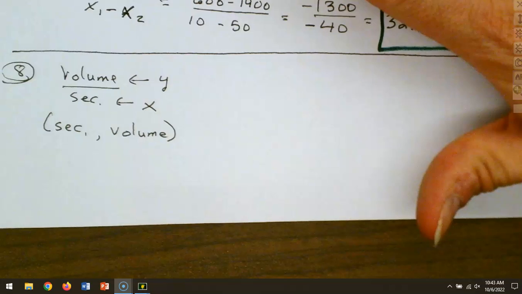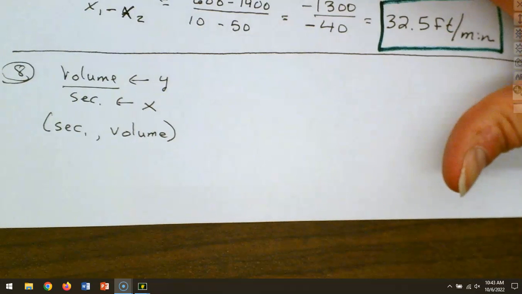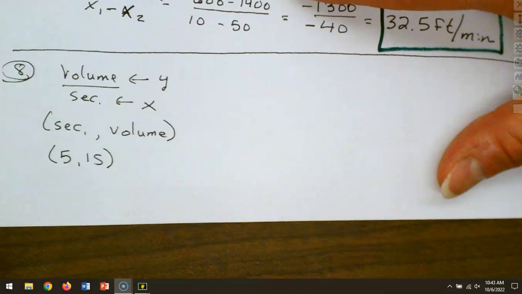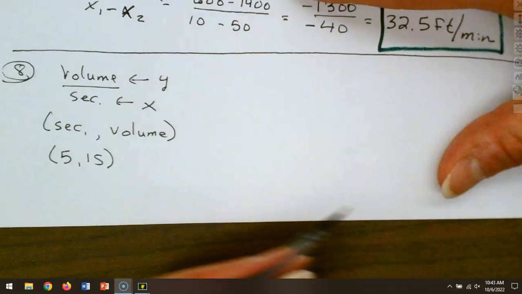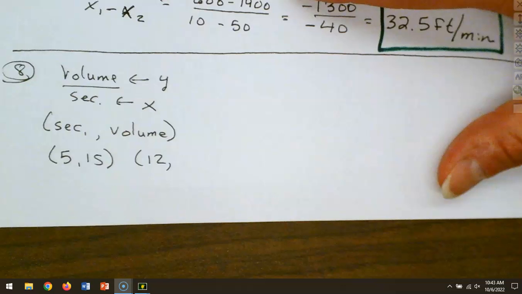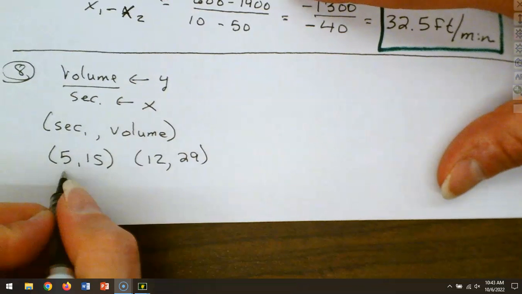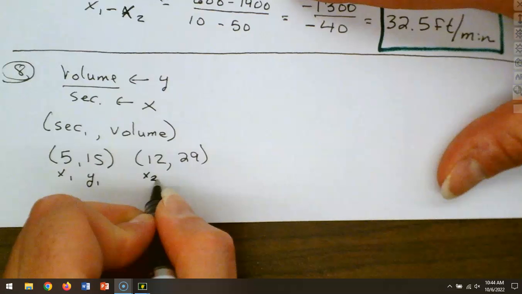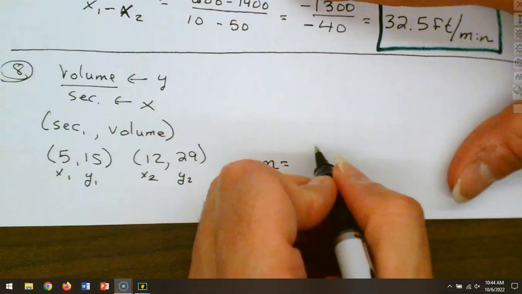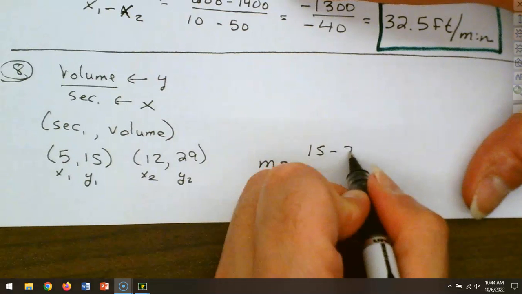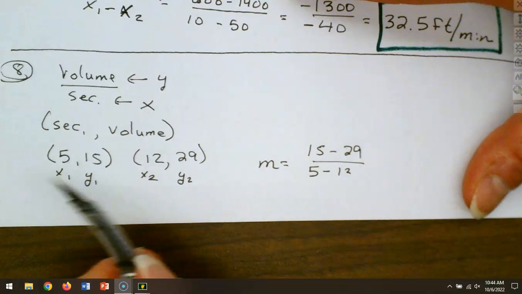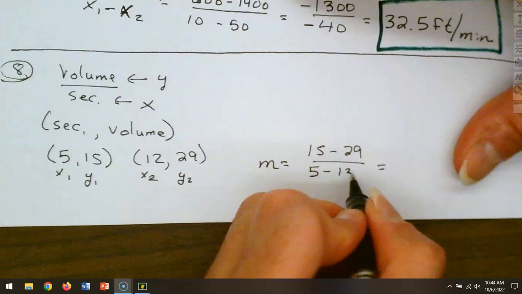So what do we have? They should be already in the correct order. 5 seconds, 15. We've got 12 seconds, 29. So x1, y1, x2, y2. And my slope is going to be 15 minus 29 over 5 minus 12, right? Watch your values here. Make sure you put them in the correct order.